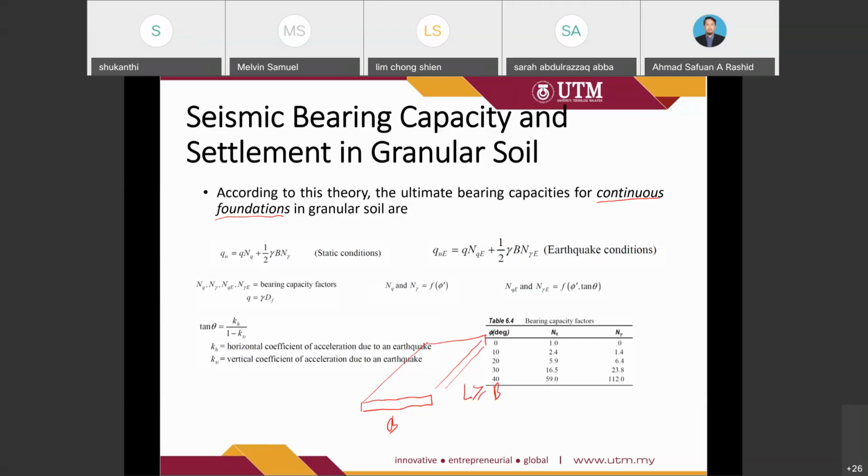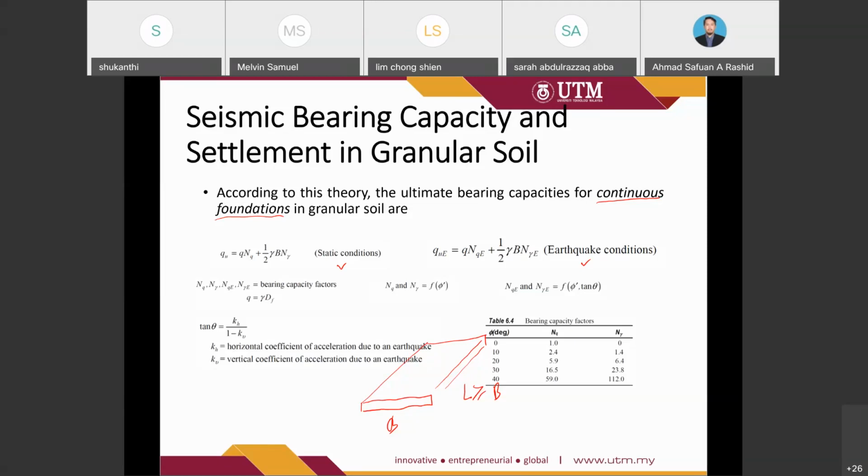So this is the formula based on Meyerhof for the static. This is the slightly improvised formula for the earthquake conditions. In here, we may use all the information from the static condition and then we may multiply with certain coefficients to get the value for the earthquake condition.